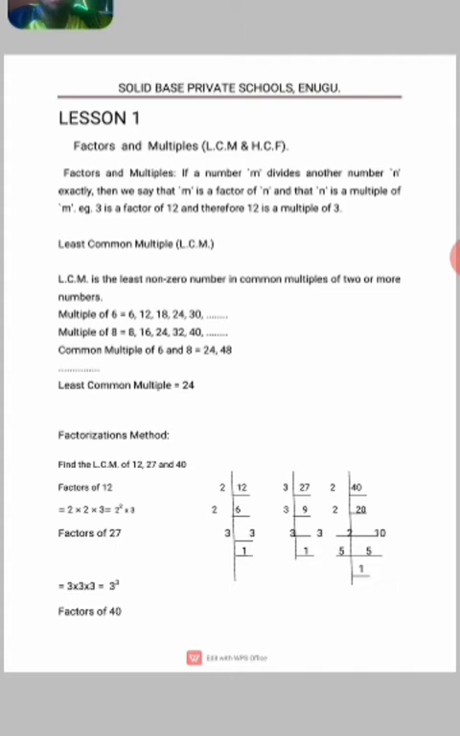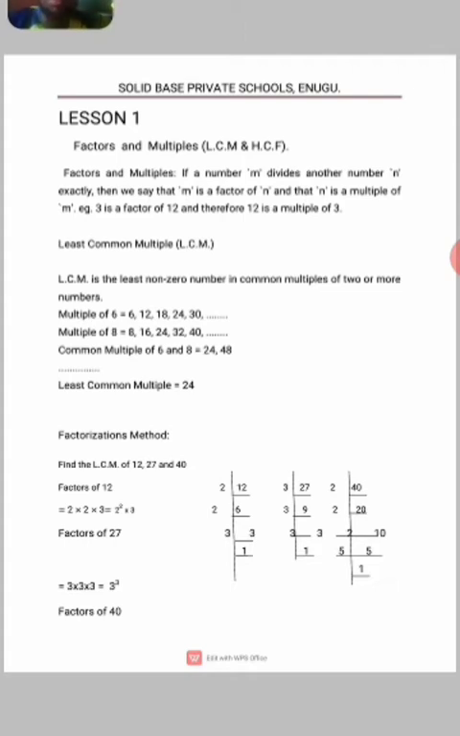LCM stands for least common multiple, or lowest common multiple. LCM is the least non-zero number in the common multiples of two or more numbers. Let's solve a problem so we can have more insight and understanding of the topic. There are two distinct methods you can use to solve LCM problems. The first is the factorization method and the second is the long division method.